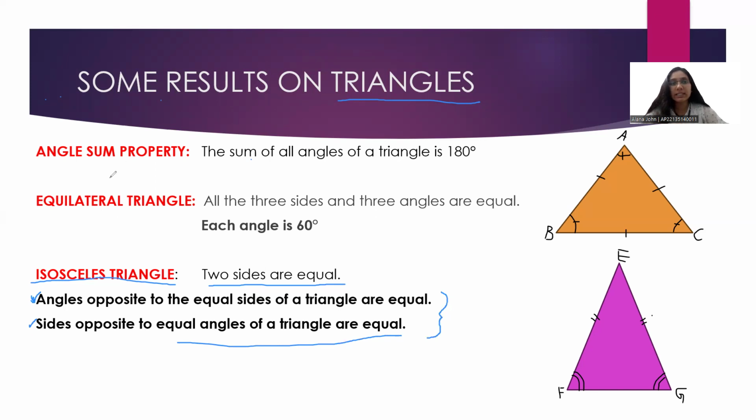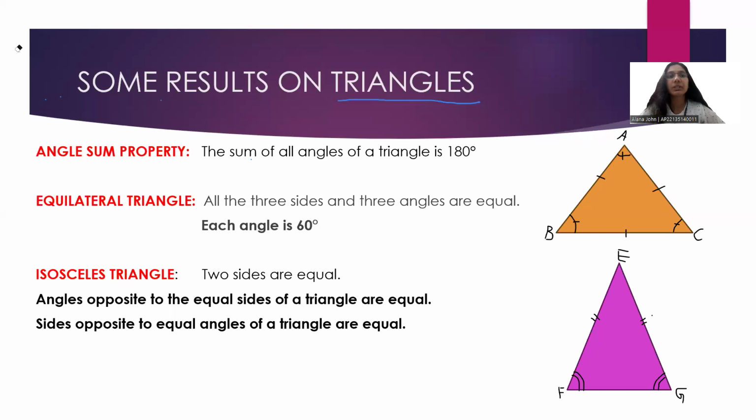Okay. So these are the basic concepts regarding triangles, angles and properties, and the different types of triangles like the equilateral triangle and the isosceles triangle. Is the concept clear? Okay, fine. So let me erase this.